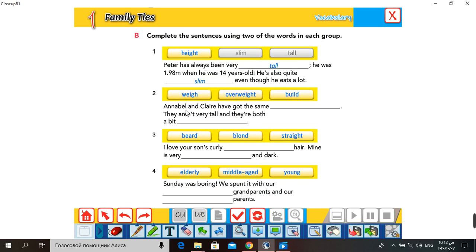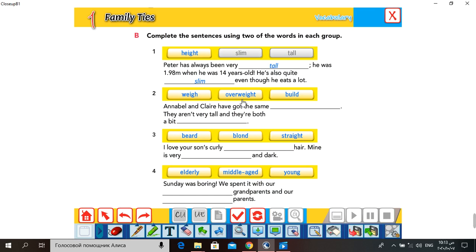Number 2, Annabelle and Claire have got the same blank. They aren't very tall and they are both a bit blank. So Annabelle and Claire have got the same weigh, overweight, or build. Weigh here is a verb. The word weigh is a verb. How much do you weigh? How much does your bag weigh? So this is a verb.